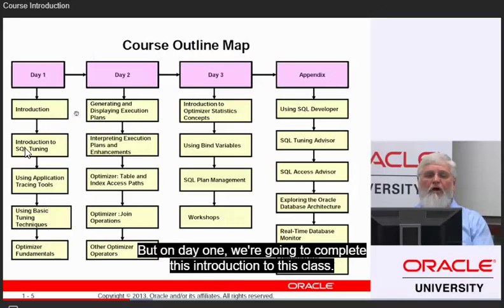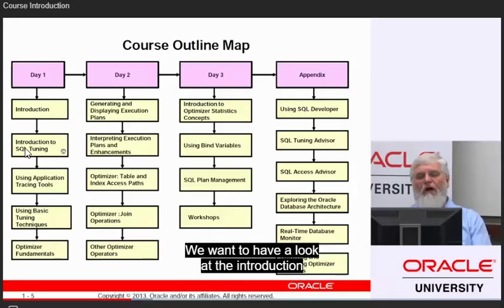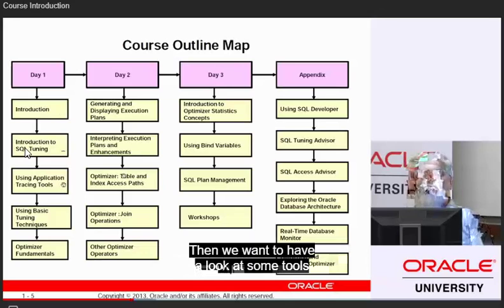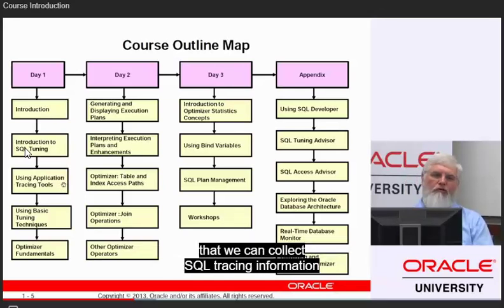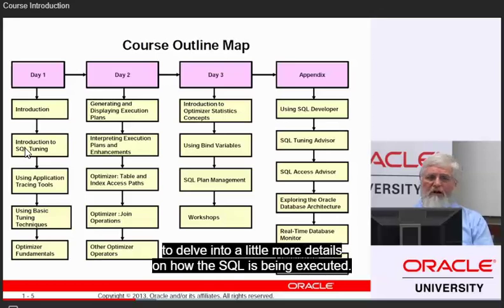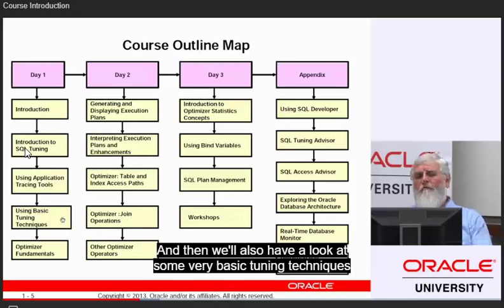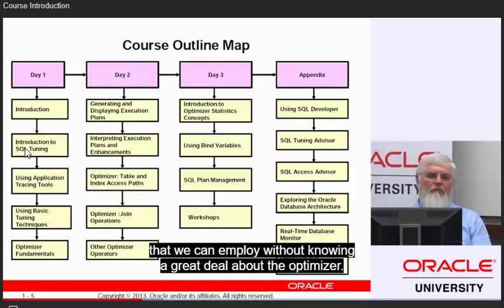Then we want to have a look at some tools that we can use to collect SQL tracing information to delve into a little more detail on how the SQL is being executed. And then we need to understand how to interpret the information in this area. And then we'll also have a look at some very basic tuning techniques that we can employ without knowing a great deal about the optimizer. And then we're going to explore the optimizer in greater detail later on. So we'll start with an overview of the optimizer fundamentals.